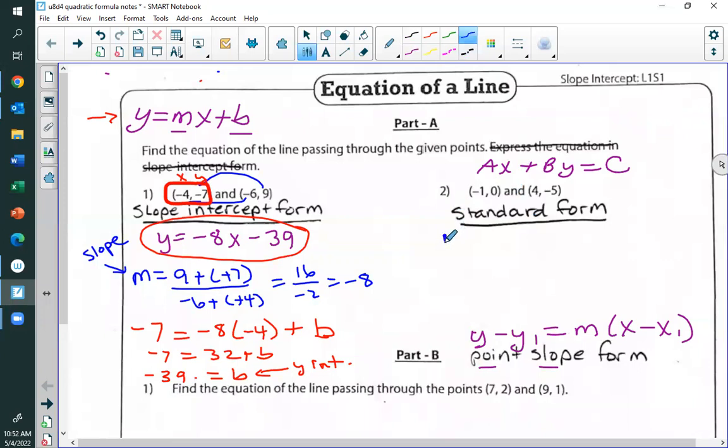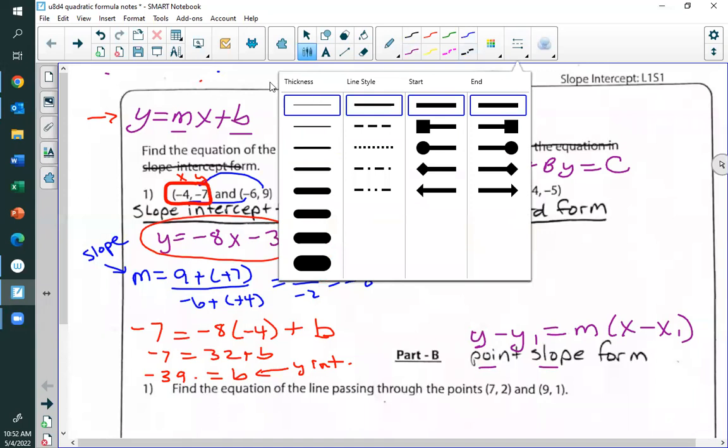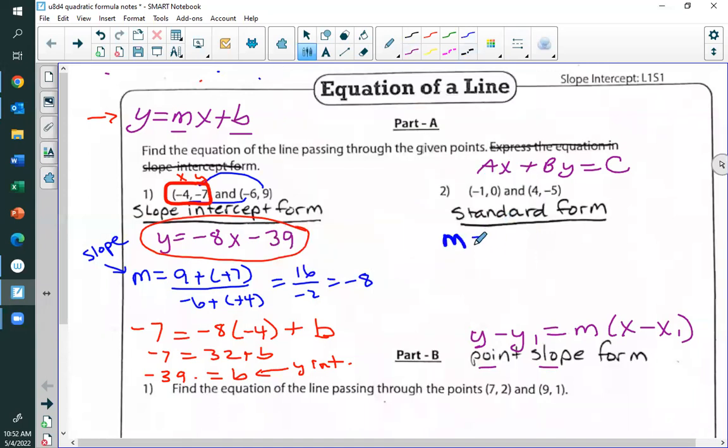I'm going to find the slope, same way I just did over here. Sorry, my defaults have all changed, so I have to keep changing the thickness of my pen. Okay, my slope is -5 minus 0 over 4 minus -1, which is 4 plus 1, right? So I have -5 over 5. My slope is -1. All right. I have an X and a Y right here in my ordered pair. I'm just going to choose that first ordered pair. So Y equals 0.